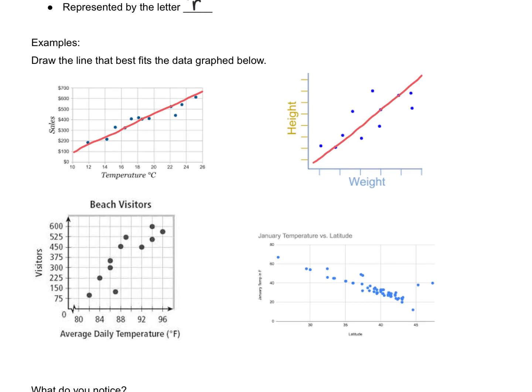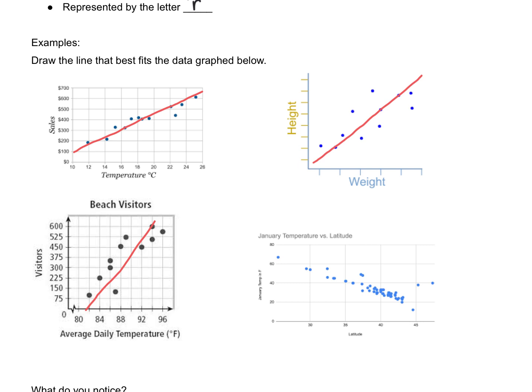Next we have average daily temperature and number of visitors. So my line kind of fits that. Again, a little bit stronger than our previous example, not as strong as the first one, but it does tell me that there is a positive relationship here. The higher the average daily temperature, the more visitors to the beach.